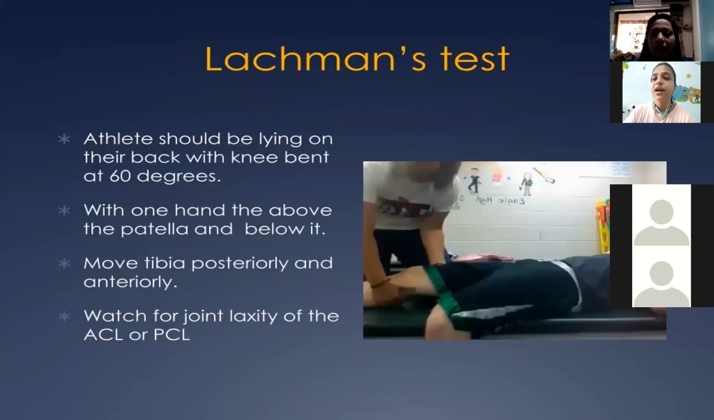Okay, the next is the Lachman's test. In this test, the athlete should be lying on their back with the knee bent at 60 degrees. Then place one hand above the patella in order to fixate the femur and the other hand on the tibia. Bring the tibia into slight external rotation and then try to translate the tibia anteriorly and posteriorly. If you experience a soft, mushy end feel, the joint laxity of the ACL and PCL is positive. We should compare this with the other, normal joint also.